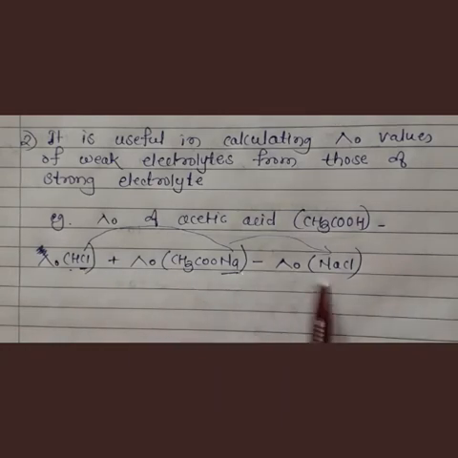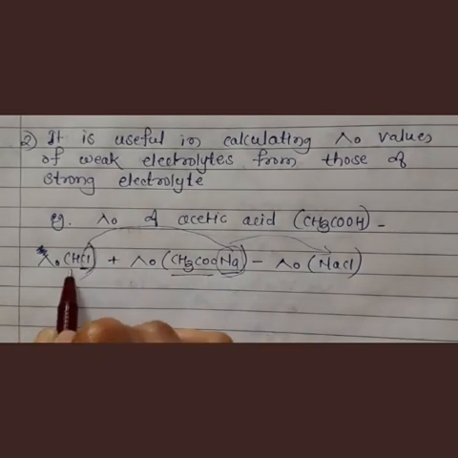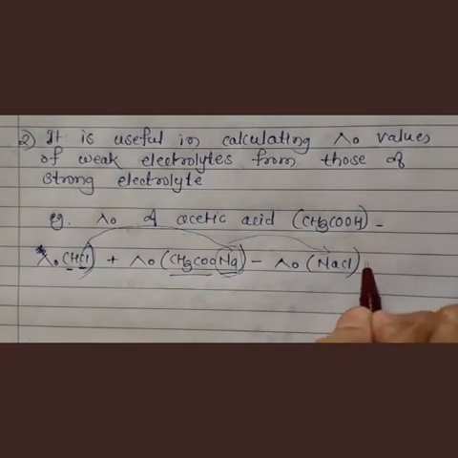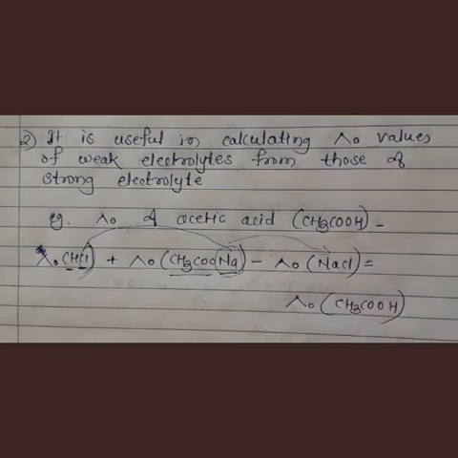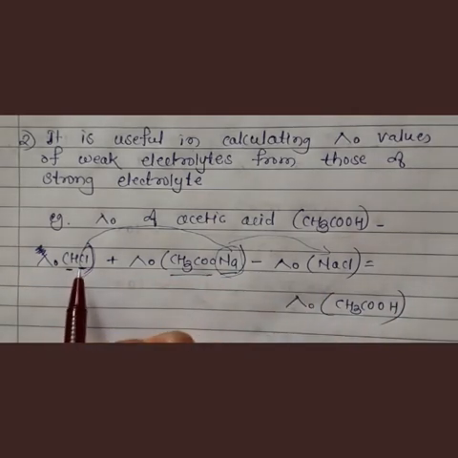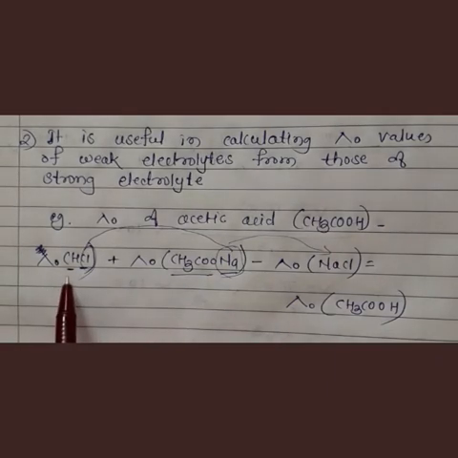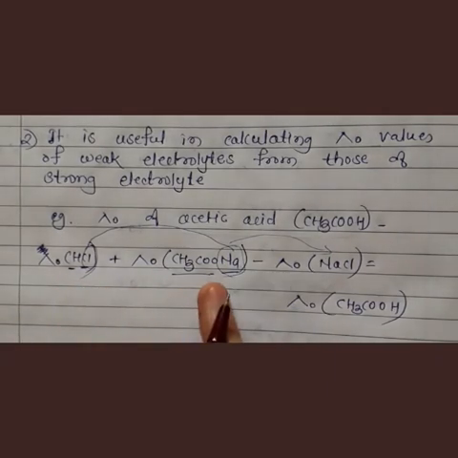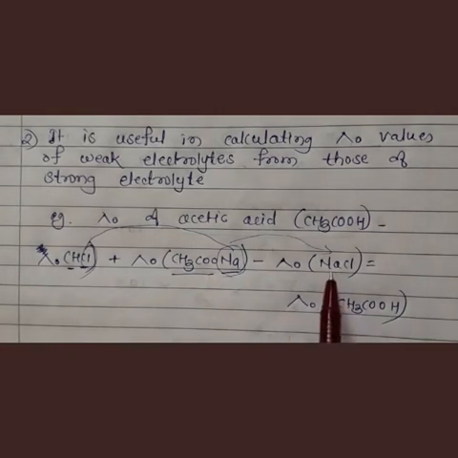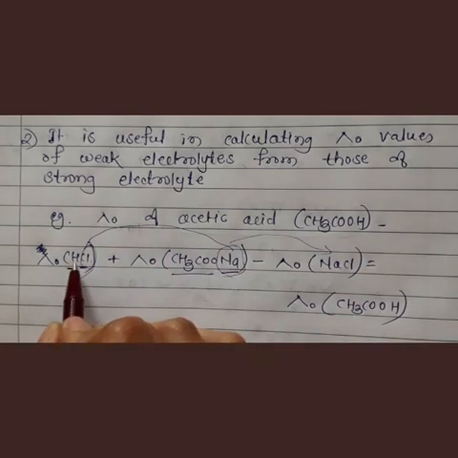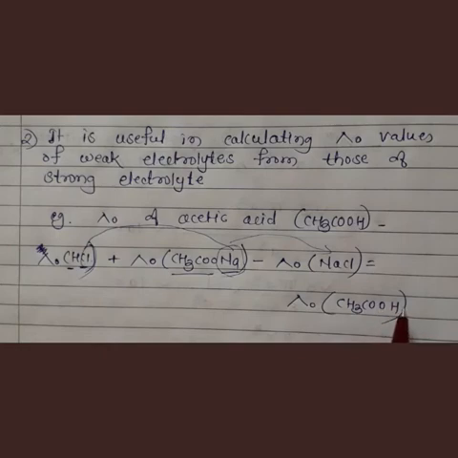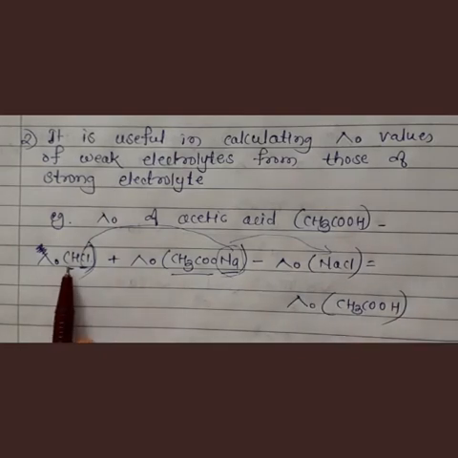what will we get? See, NaCl is subtracted. What is remaining now? CH3COO and this hydrogen. So this is equal to the molar conductivity of CH3COOH. That means from the sum of molar conductivity of HCl and CH3COONa, if we subtract the molar conductivity of sodium chloride, Na plus and Cl minus, what is remaining? CH3COO and here H. That means CH3COOH. So by using the molar conductivities of these strong electrolytes, we can find out the molar conductivity of this weak electrolyte.